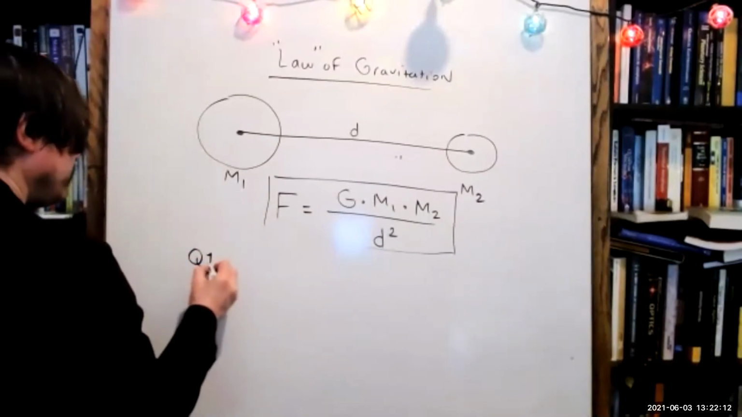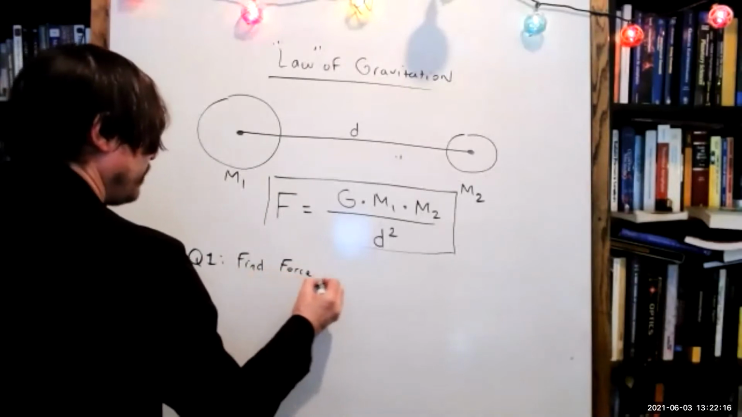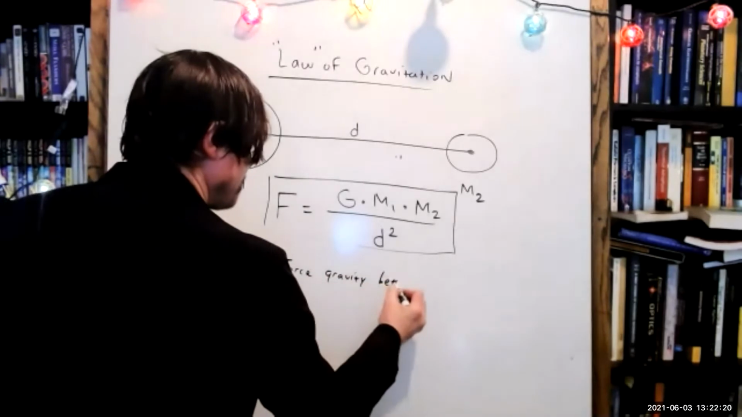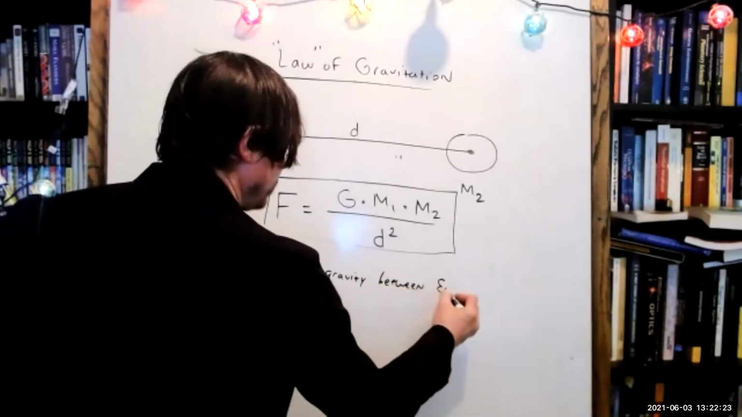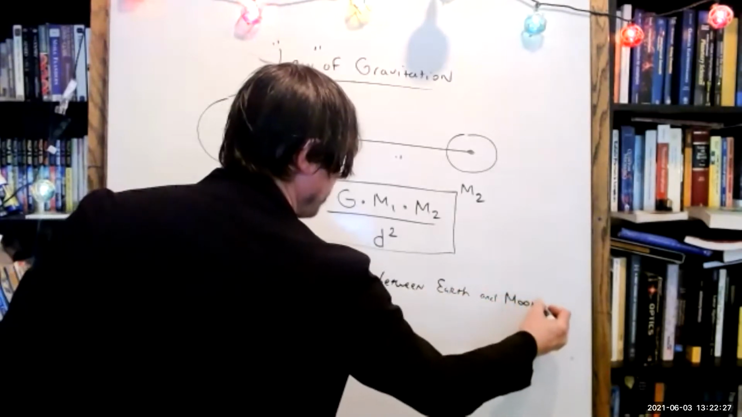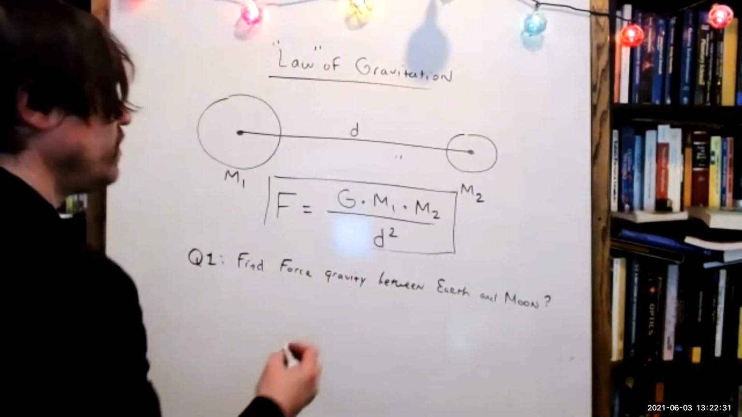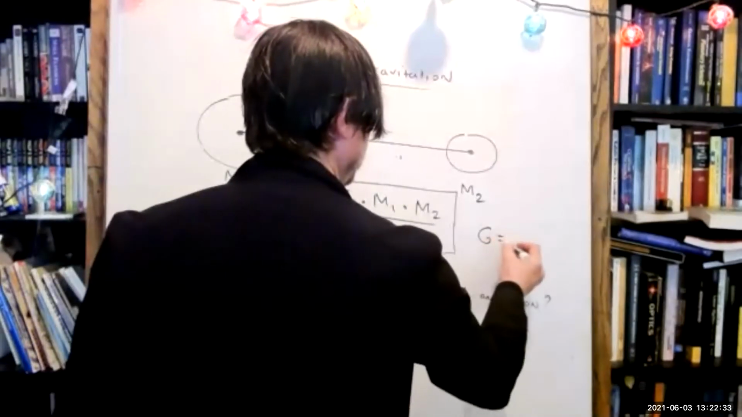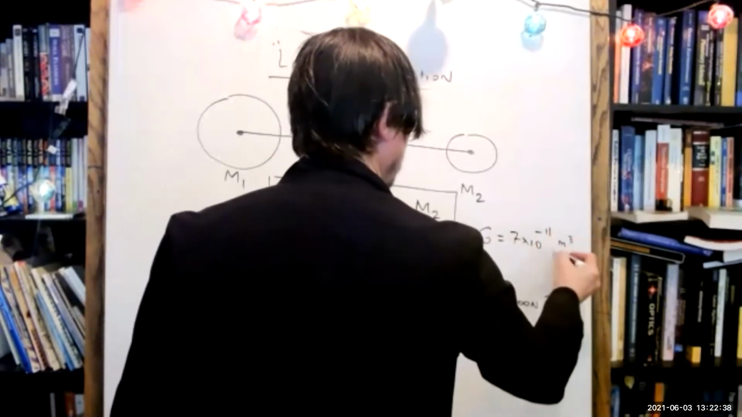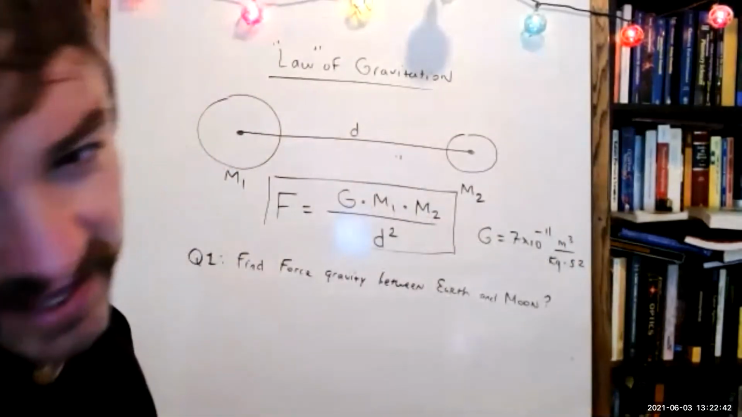So example question 1. Find the force of gravity between Earth and the moon. All right, we're going to need some data to do this problem. We know big G is 7 times 10 to the minus 11 meters cubed per kilogram per second squared. That's a constant of nature.